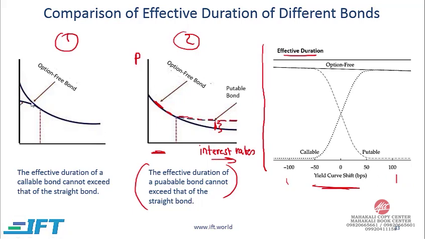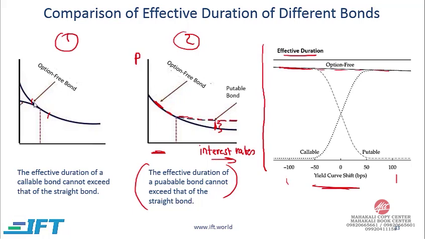So if we look at, say, this curve over here, and we change yields up and down by 100 basis points, notice that the slope doesn't change too much. We can marginally say that as interest rates become lower, the curve becomes slightly more steep. So that's what's happening here. As the rates go down, the effective duration of the option-free bond becomes a little bit higher.